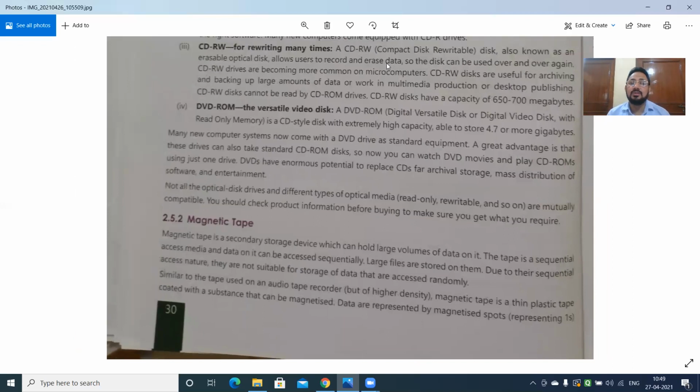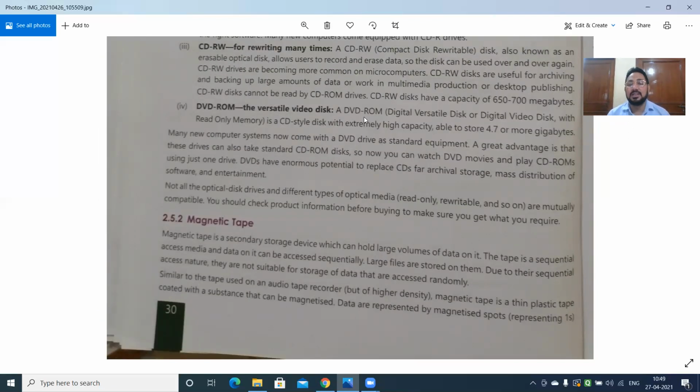Many new computer systems now come with a DVD drive as standard equipment. A great advantage of this device is that it can also take standard CD-ROM. That's what I told you. Once you have a DVD drive, it will read or write DVDs as well as CDs also. Not all optical disk drives and different types of optical drives are mutually compatible. There are exceptions, so that's another thing. You should check product information before buying to make sure you get what you require.